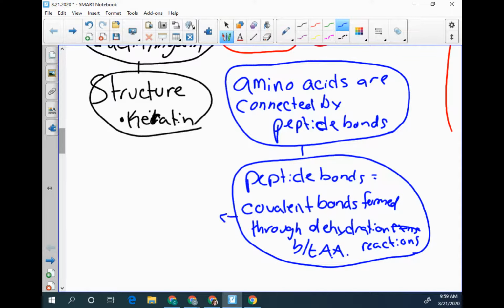And if we remember from our first carbon compounds lecture, we've got our two amino acids right here.